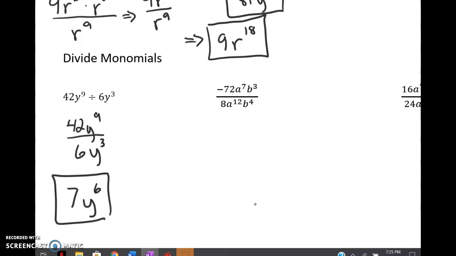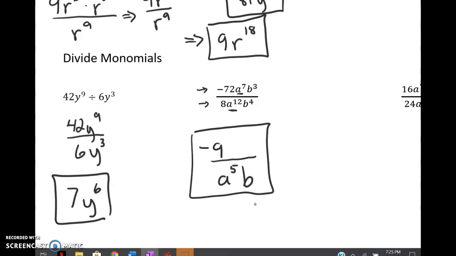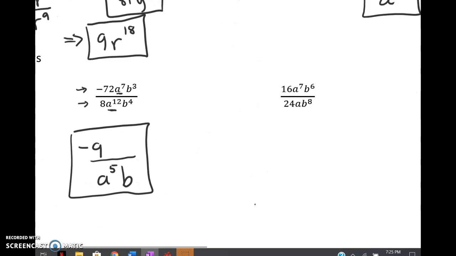So we're looking at the coefficients, and we're treating those like numbers. So 8 goes into 72 9 times. Now it is negative. That means it's going to be negative. Now look at the a's. Do I have more in the bottom or the top? More in the bottom. So a to the 5th in the denominator. And look at the b's. More in the denominator, so b. It's not written very nicely, but that's the answer. Okay, I think we've got another one.